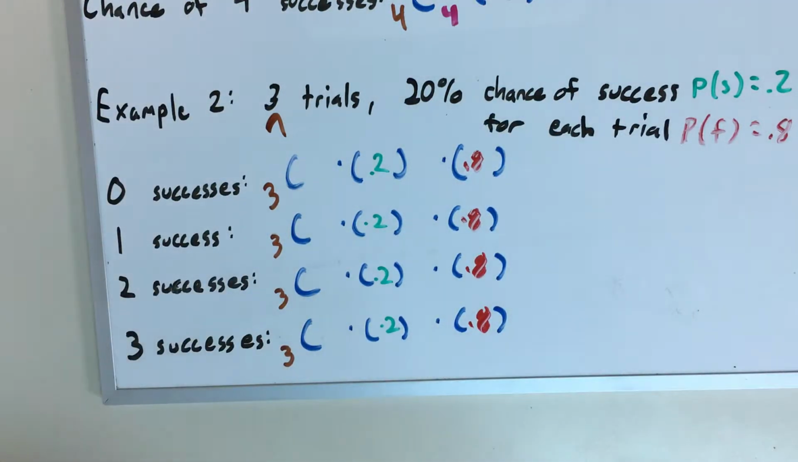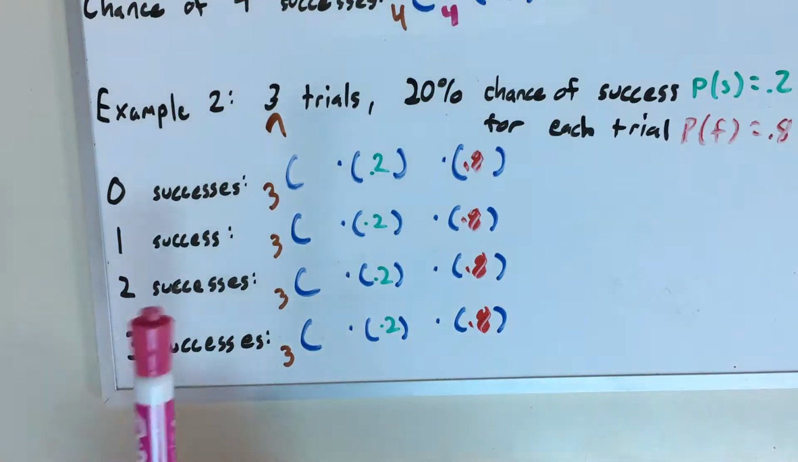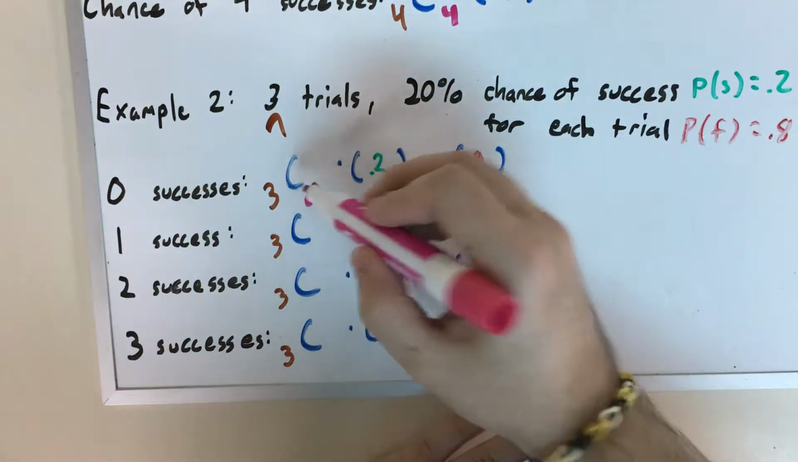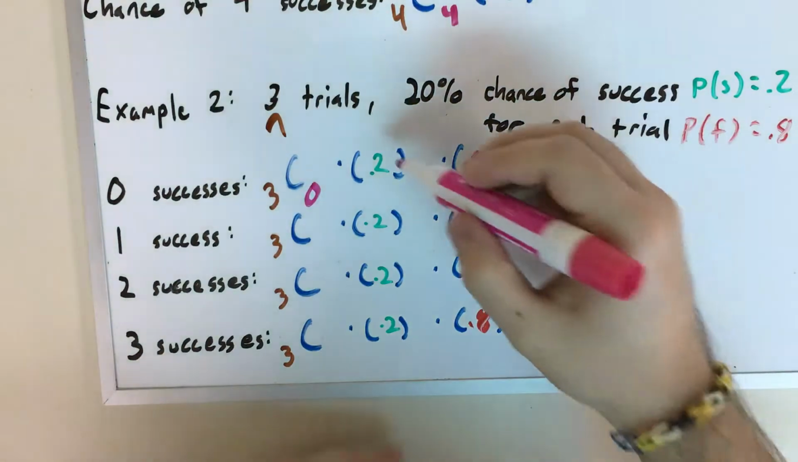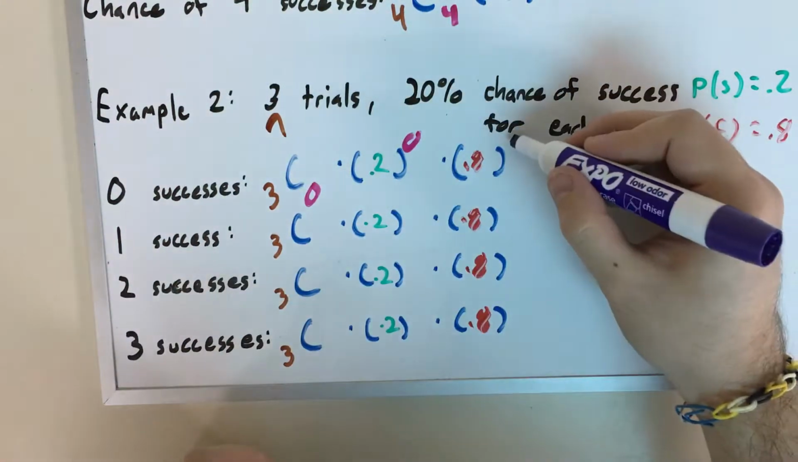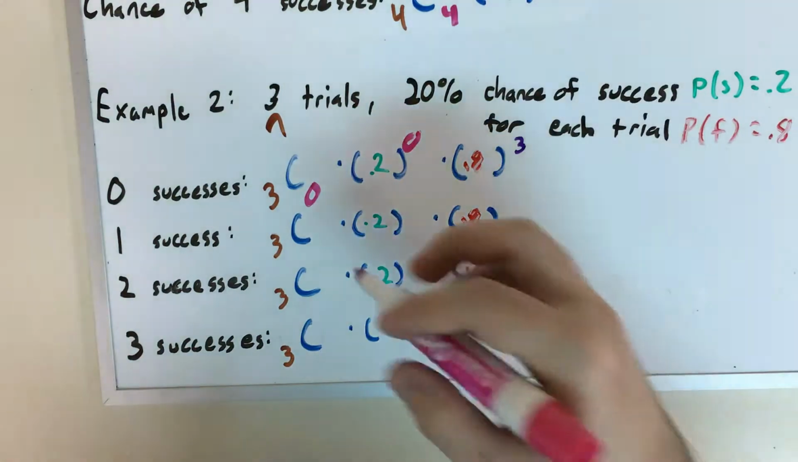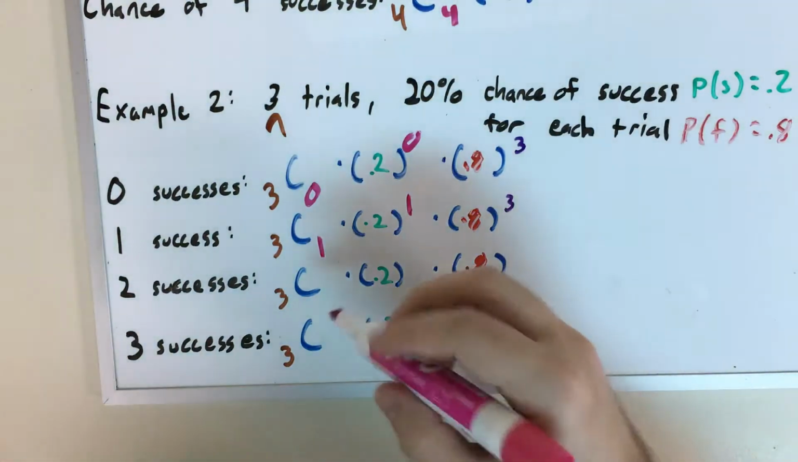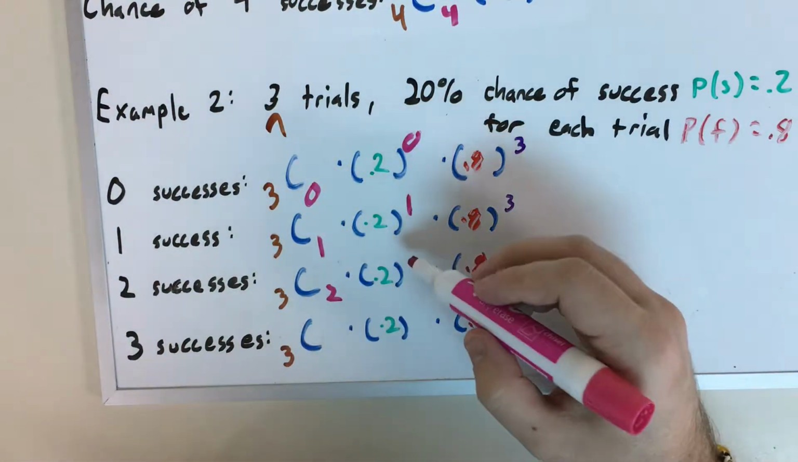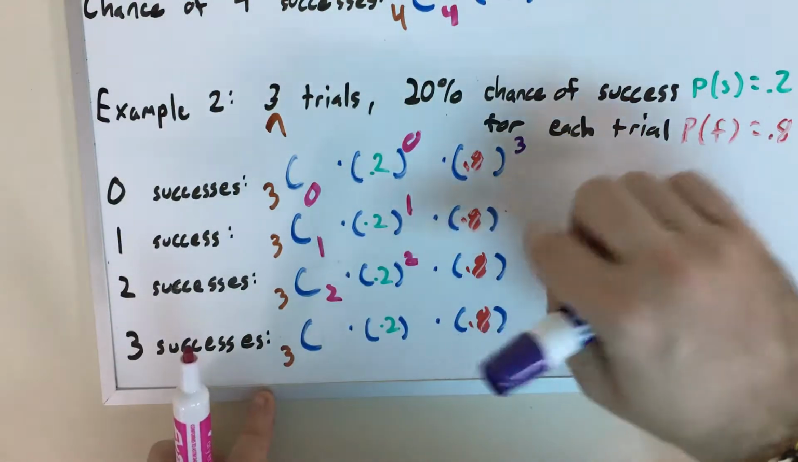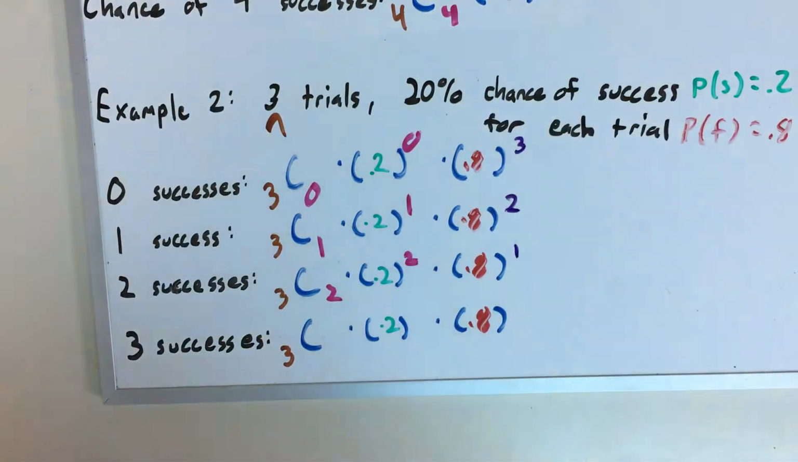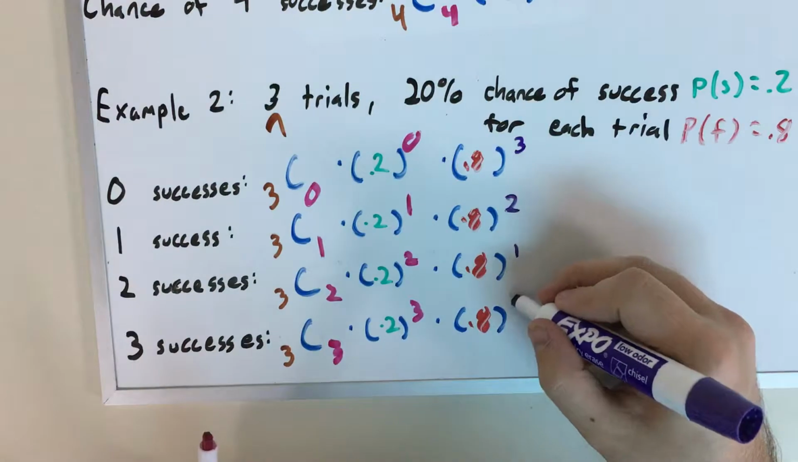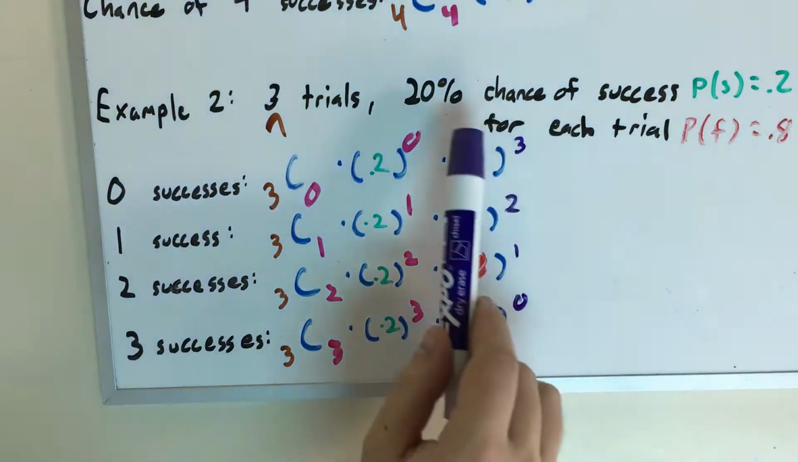Those are 8s. Take my word for it. So now we need to fill in our successes and failures each time. If there's 0 successes, this will be 3 choose 0 times 0.2 to the 0 power times 0.8 to the 3rd power. 1 success would be 3 choose 1, 0.2 to the 1st, 0.8 to the 3rd. 2 successes, 3 choose 2, 0.2 to the 2nd power. Nope, this should be 2. 0.8 to the 1st power, and then finally for 3 successes, that'll be 3 choose 3, 0.2 to the 3rd, 0.8 to the 0. Once again, I'll go ahead and check these.